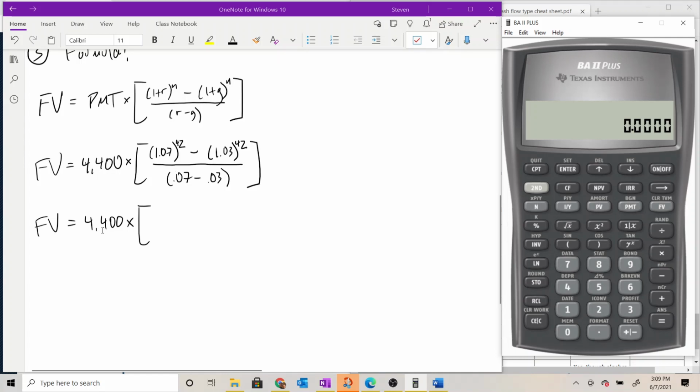So the 4,400 is straightforward enough. I don't have to calculate anything there. Let's start by calculating this numerator here.